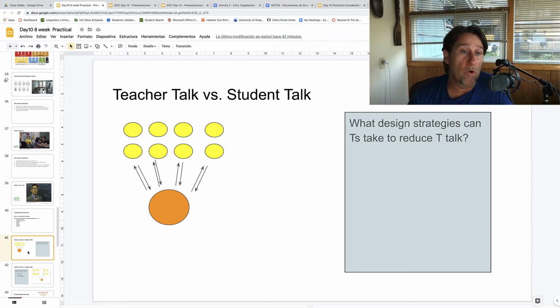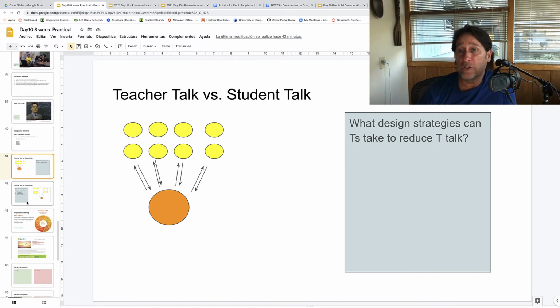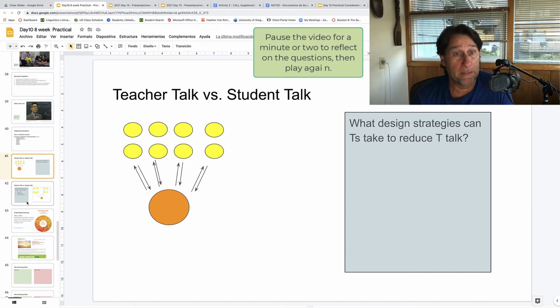So in a classroom where the teacher is doing all the talking, let's say I'm asking each student a question and the student responds. I ask another student a question, the student responds. I ask another student a question, and the student responds. So it's a lot of teacher talk, but I'm trying to make it interactive. Still, you're not going to get a lot of opportunities for students to be speaking. Most of the students are going to be quiet and listening to other people most of the time. So what design strategies can teachers take to reduce that? Go ahead and think about that, pause again, and when you're done, we'll look at the next slide and we will actually see some answers to that right now.